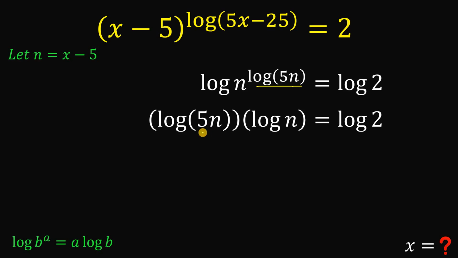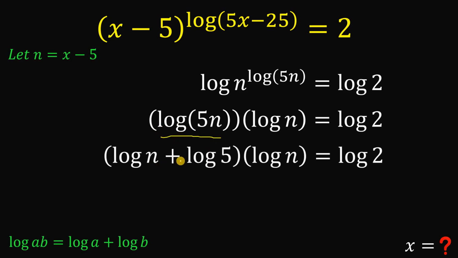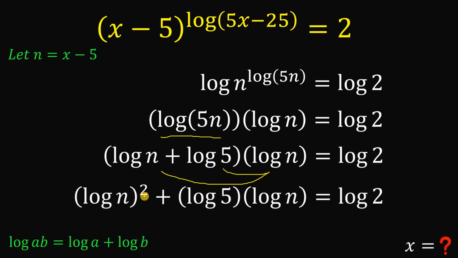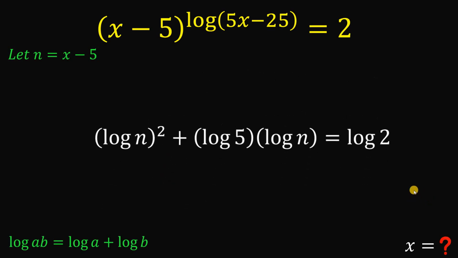Now, log(5n) we can rewrite as follows. If we have log of a times b, we can rewrite this as log a plus log b. This is called the product rule. So log(5n) becomes log(n) plus log(5). Now multiply this by log(n), and we get log(n) raised to the power of 2 plus log(5) times log(n).